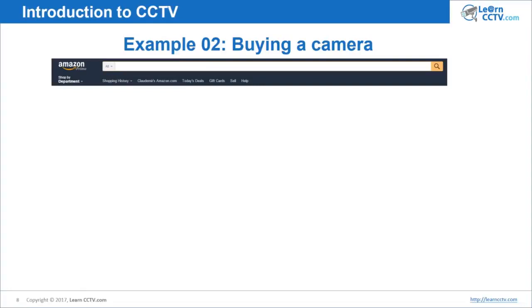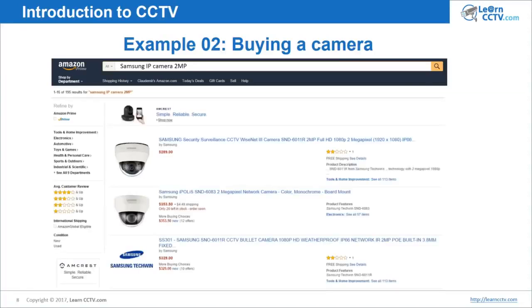Let's see example number 2, buying a camera. Now I'm going to talk about a Samsung IP camera, 2 megapixel. Just an example, you have a lot of different brands there, but I'm looking for a Samsung camera here, for example. And then you have full HD or 1080p or 2 megapixel camera. It's the same thing, everything's the same thing here, right? Full HD means 1080, means 2 megapixel, or 1920 by 1080, it is exactly the same thing.